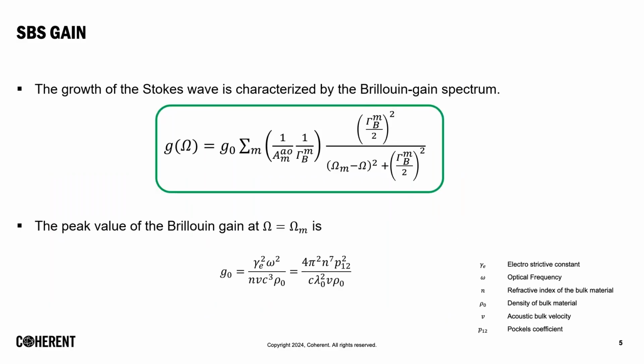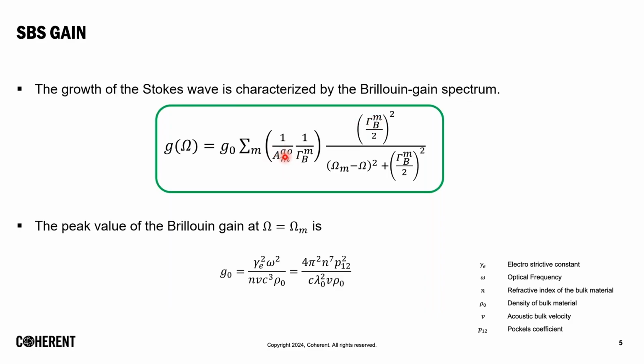So to characterize the SBS gain, we use this expression, which describes the growth of the Stokes waves, and it's a form of Lorentzian. This gamma B is the Brillouin line width, which is related to the lifetime of the acoustic mode, and is largely determined by the total acoustic mode loss.